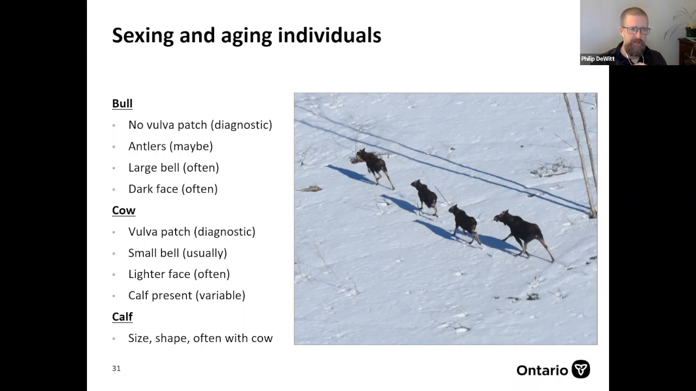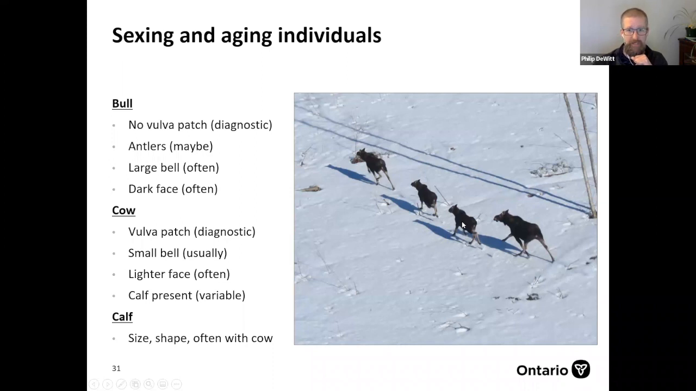And then there's these secondary characteristics as well. So bulls typically have a larger bell. Again, antlers, maybe not. It will often have a darker face, whereas cows will typically have a smaller bell, a lighter face, and maybe with a calf. But really, we do emphasize in training focusing on the vulva patch, because just by chance, calves can be with a bull. We definitely see a lot of variation in face color and bell size. So you can have bulls that have smaller bells and lighter faces that, without really looking, you might mistake for a cow.